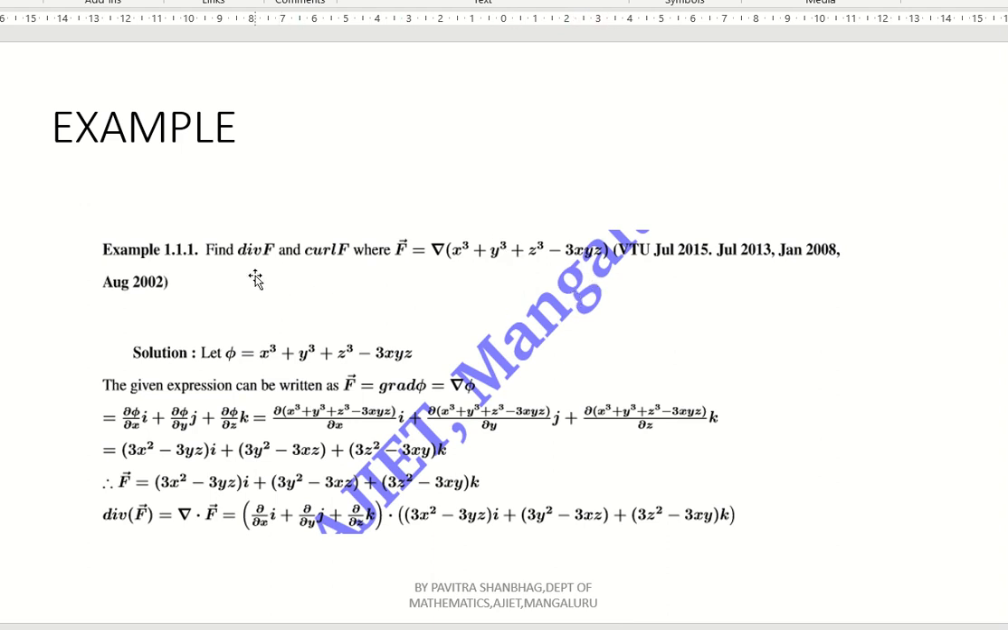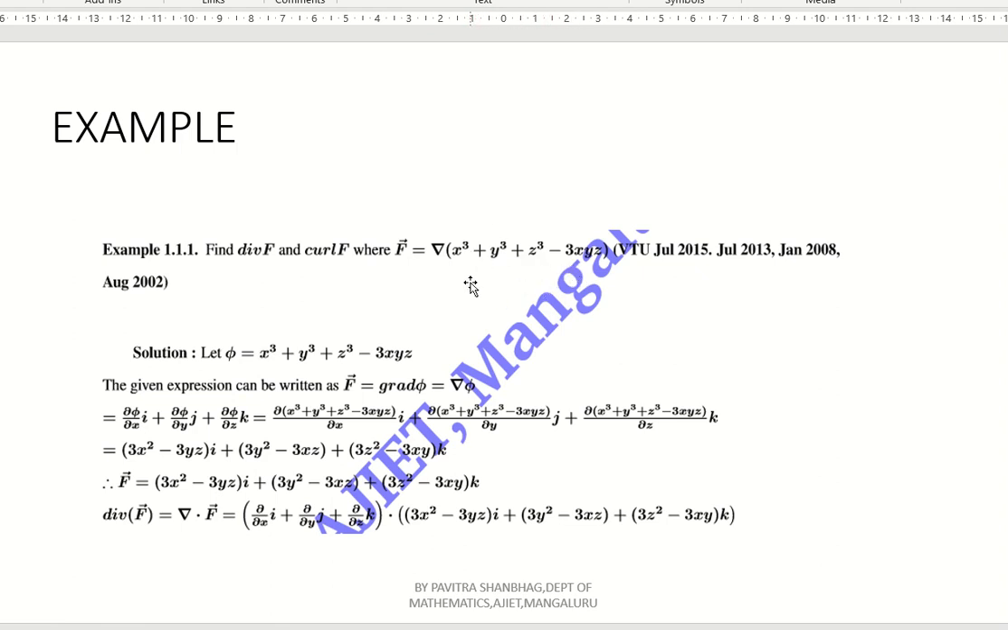We are already familiar with the divergence and curl definitions, right? What are divergence and curl? Divergence and curl can be applied only to a vector function. But what is given here? Vector is mentioned, but it is not a vector quantity. We have to convert it into a vector. Here they have given a scalar.